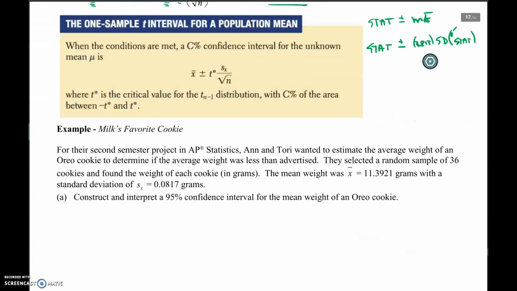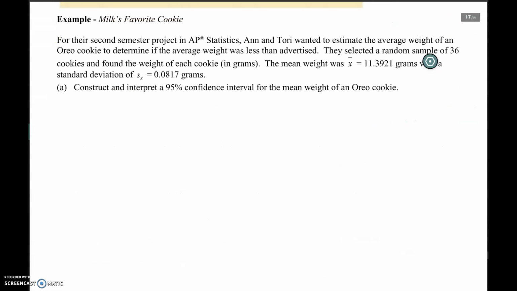That's really it. Okay? So we're going to run these PANIC, just like we did on the other one, where we identify the parameter, the assumptions, name the test, calculate the interval, and draw the conclusion.